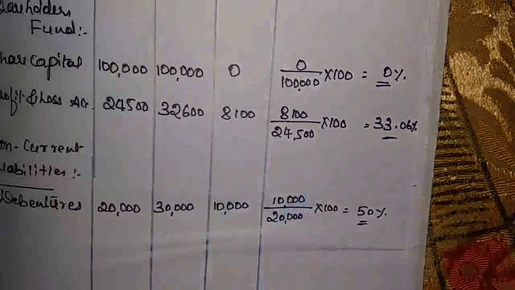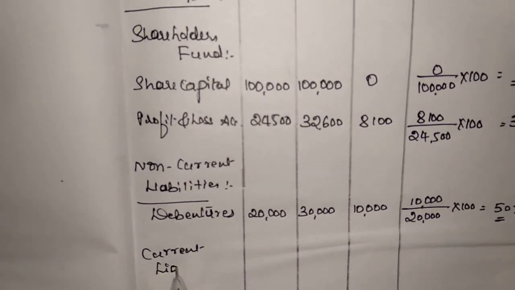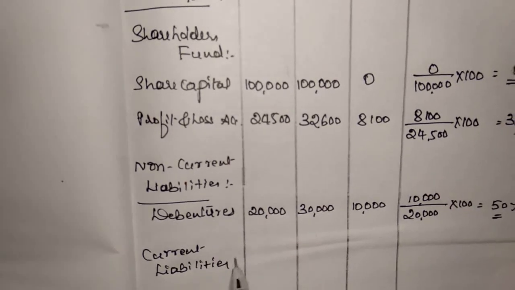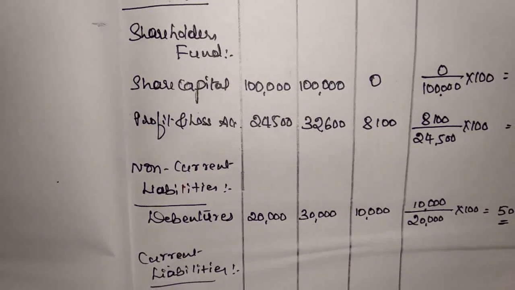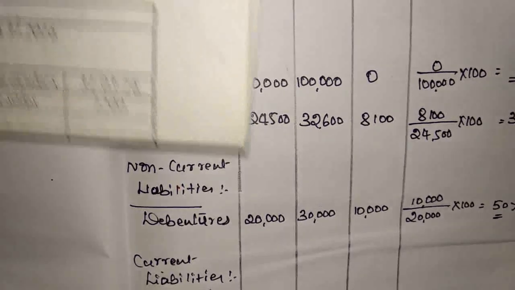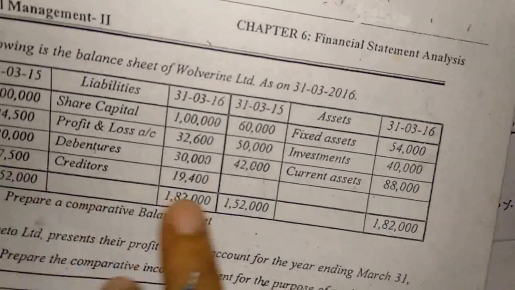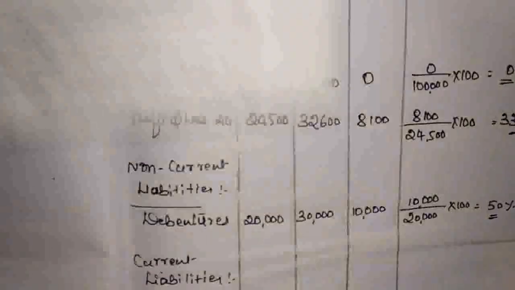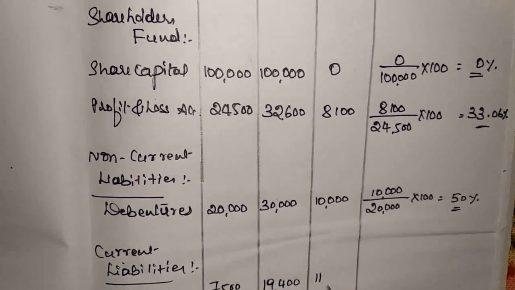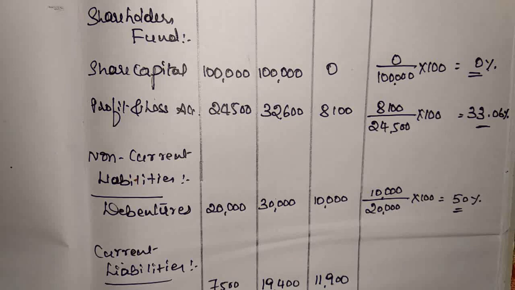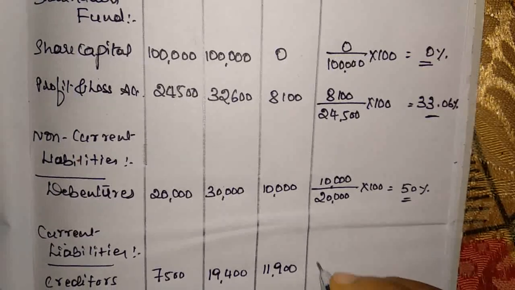Then current liabilities. Under current liabilities only one item is there, that is creditors. Creditors in the previous year, base year, 7,500 and in current year 19,400, and the change is 11,900. 19,400 minus 7,500, 11,900 is the change in rupees.